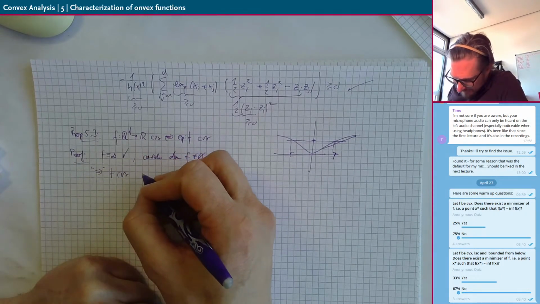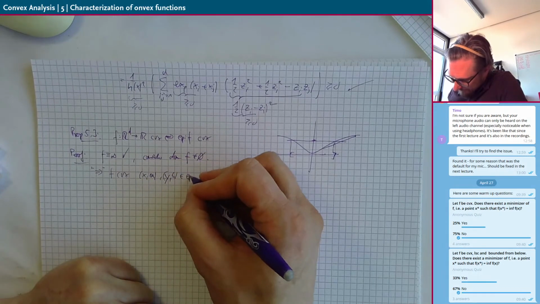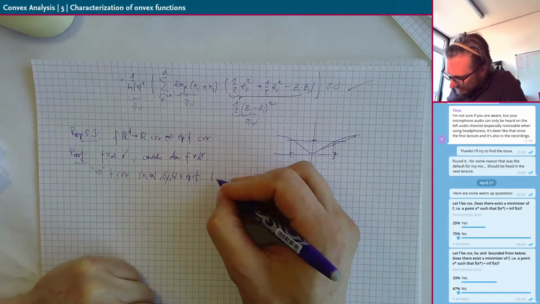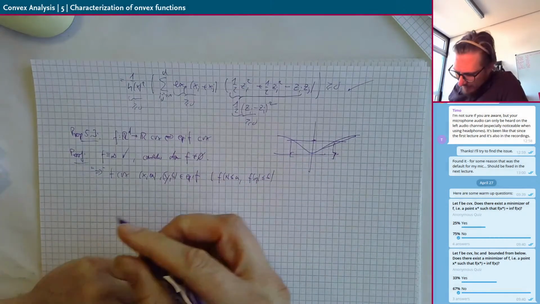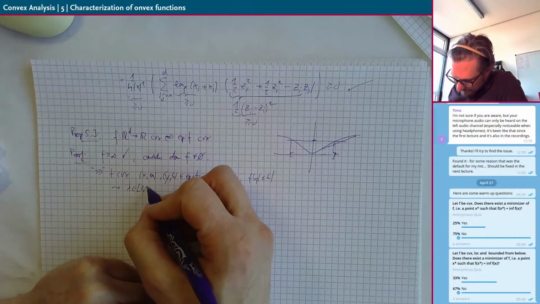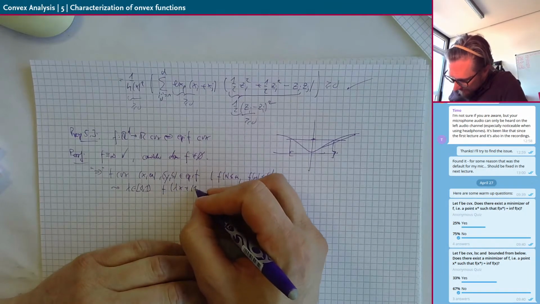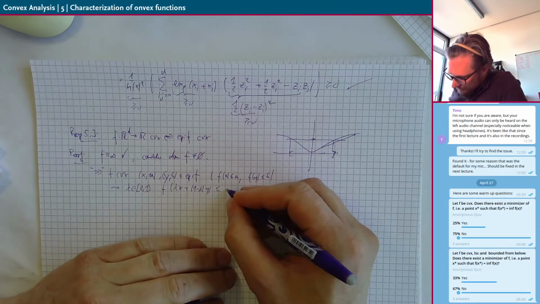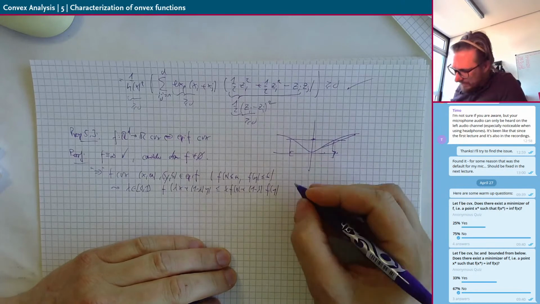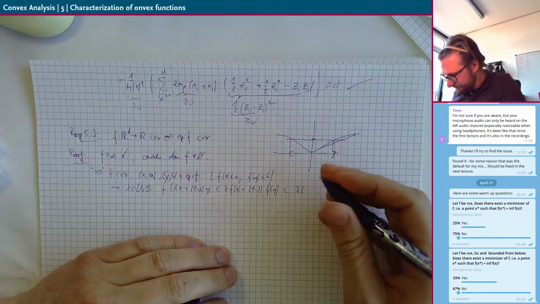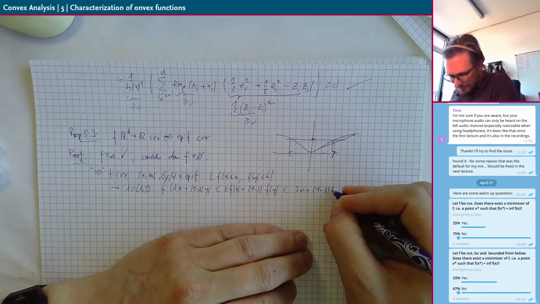To go from here to there, f should be convex, and we should have 2 points in the epigraph, meaning that f of x is smaller or equal to a, and f of y is smaller or equal to b. Then if we take a lambda between 0 and 1, by convexity f of lambda x plus 1 minus lambda y is smaller or equal to lambda f of x plus 1 minus lambda f of y, and this is smaller or equal to lambda times a plus 1 minus lambda times b.